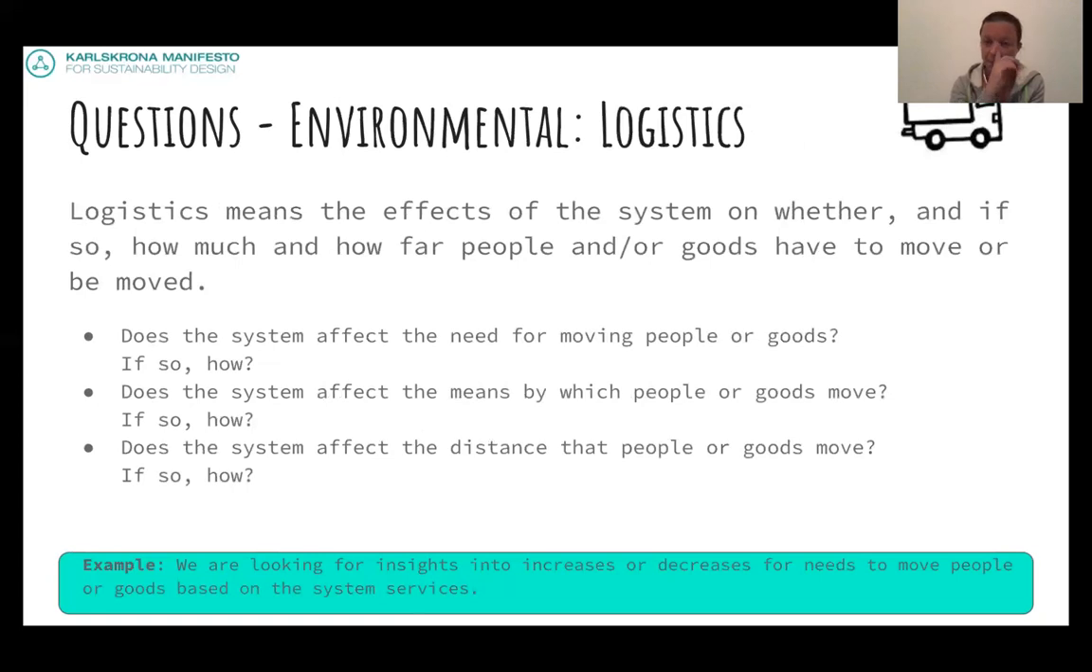Then logistics means the effects of the system on whether, and if so, how much and how far people and or goods have to move or be moved. So does the system affect the need for moving people or goods? If so, how? Does the system affect the means by which people or goods move? If so, how? And does the system affect the distance that people or goods move? If so, how? So in general, just insights into increases and decreases for needs to move people or goods based on the system services that you provide. Hit pause.